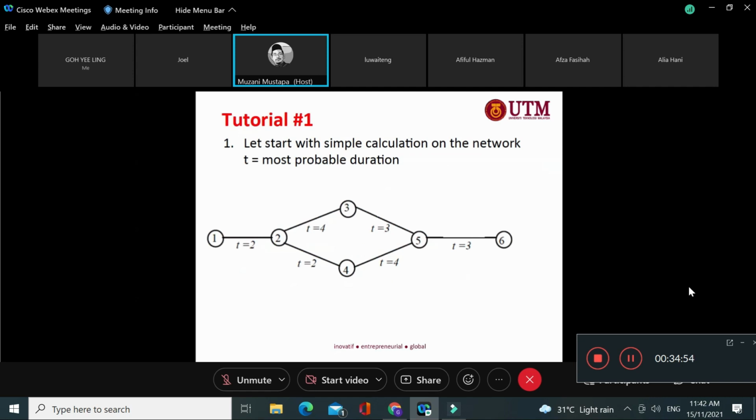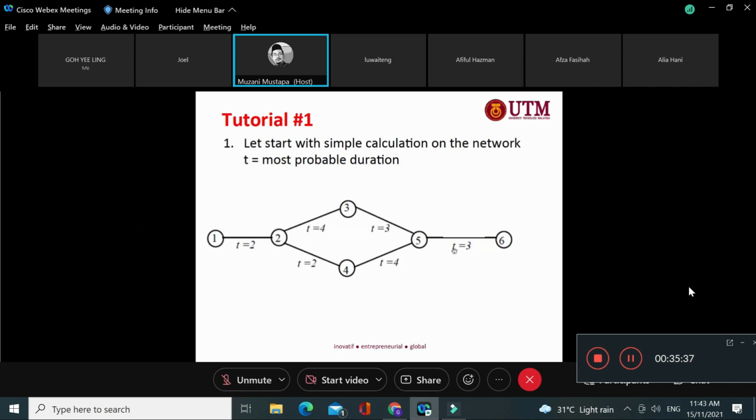Okay, so this is the tutorial, the in-class tutorial that I guide you through until the end, on how to calculate and how to make PERT useful to us, or what the benefit of PERT is in calculating the estimation. Alright, now we look at this number 1. Start with the simple calculation of the network. T basically is the most probable duration. What does probable mean? It means it's one single estimate. For example, T is 2 weeks, 3 weeks, 4 weeks, and so on.